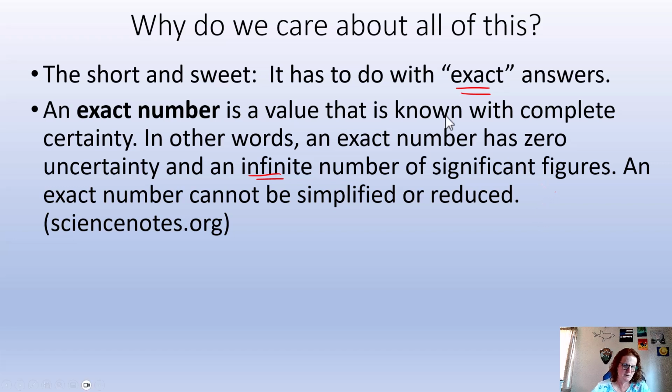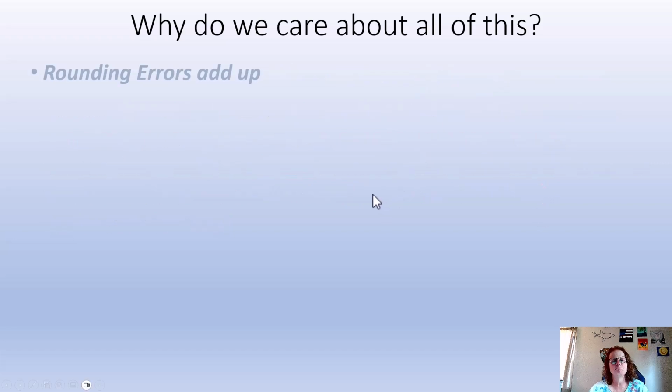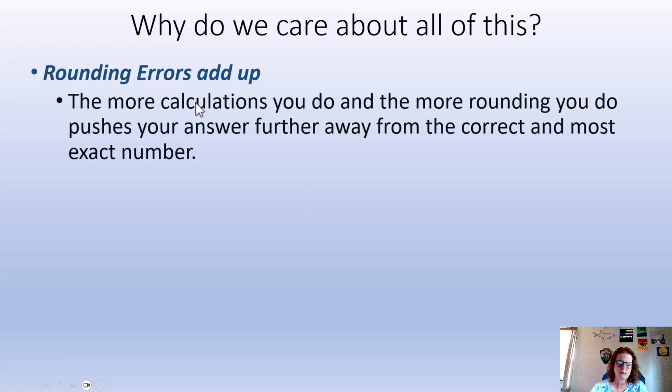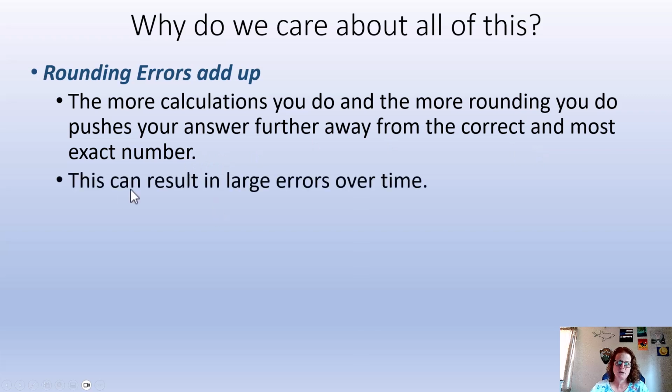So why do I care about an exact number? Because rounding errors add up. As we get into higher and higher math, we're going to have what we know as exact answers. The more calculations you do, the more rounding you do, it pushes your answer further away from the correct and most exact number. This can result in a large error over time. If you're trying to land a spaceship on Mars and you have a lot of rounding, you're going to miss your spot of landing by quite a ways.